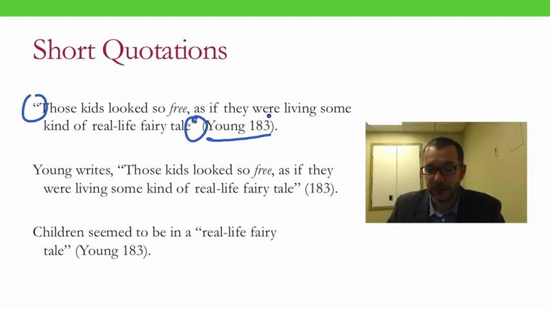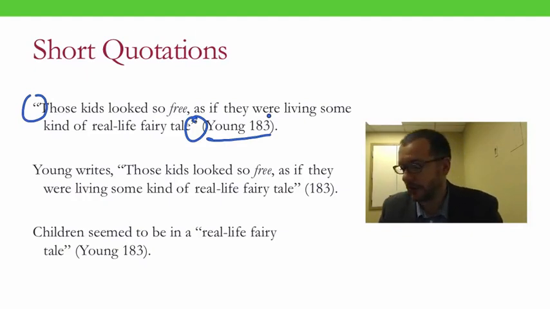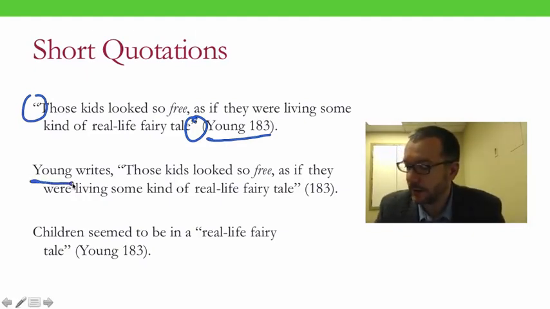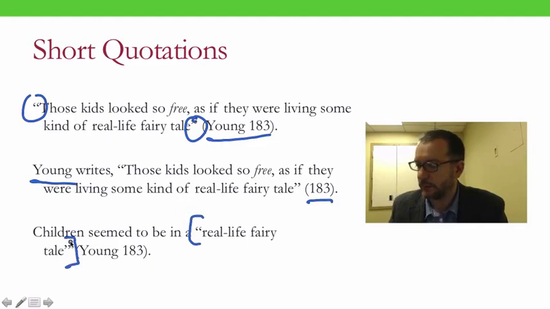If the author is mentioned in the sentence, there's no need to include their name in the parentheses, just the page number. So here in this example, I'm already specifying the name of the author, and so the only thing left to cite in the parentheses is the page number. This applies not just to complete sentences, but also, as in this final example, to phrases that are direct quotes from a source.